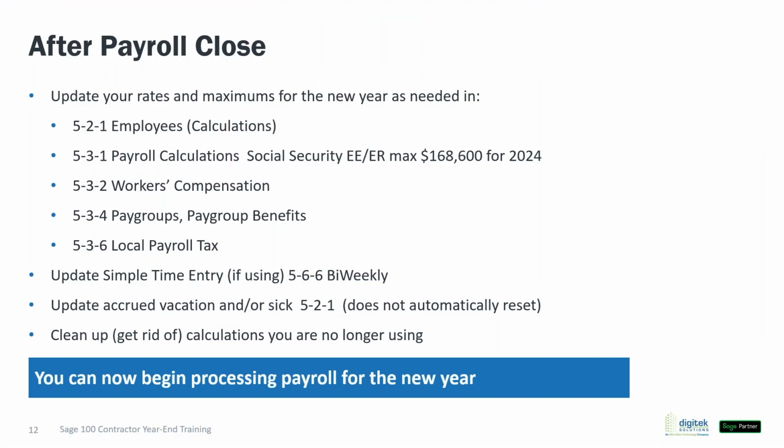Hey, Linda, can I jump in and ask a question? Sure. Once rates/maximums are updated for 2024, will reports that are run for 2023 reflect the new rates? I think I remember that happened last year and it was confusing. Do we need to print 2023 year-end reports before updating rates/maximums?